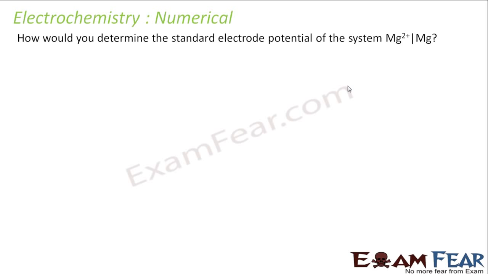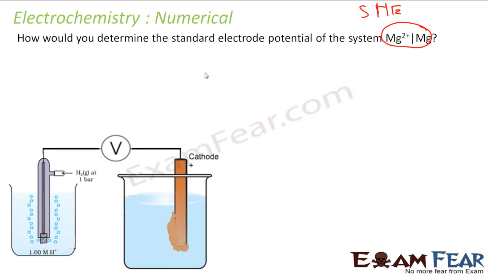The question is, how will you determine the standard electrode potential of this reaction, that is, the reduction potential of Mg2+ to Mg? Again, we know that we have to use SHE, the standard hydrogen electrode, to find the reduction or electrode potential for any redox couple. So here we'll do the same thing.